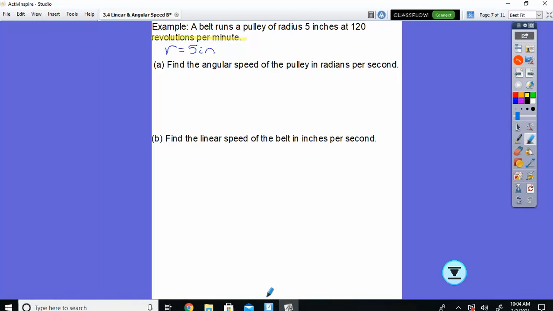Linear is a linear distance, something around the outside of the circle. So it would be like inches, feet, miles, yards, those kinds of things. Something you could measure with a ruler. Angular is talking about the angle. So it will either be degrees, radians, or we could say revolutions, because we know a revolution is all the way around a circle and we can translate that into an angle. So when I see revolutions per minute, that is my angular velocity. So omega equals 120 revolutions per minute.